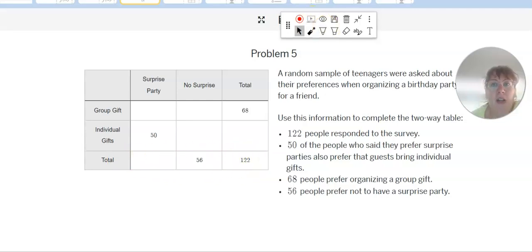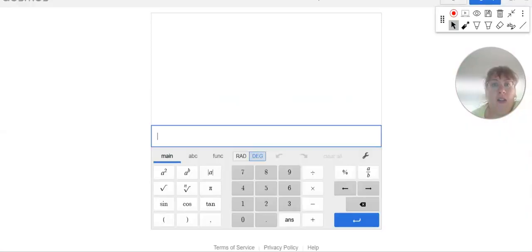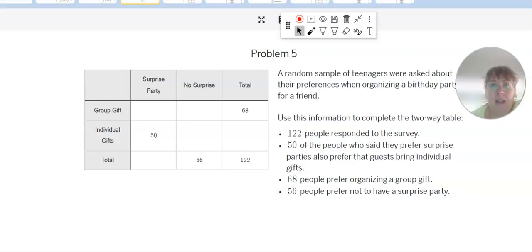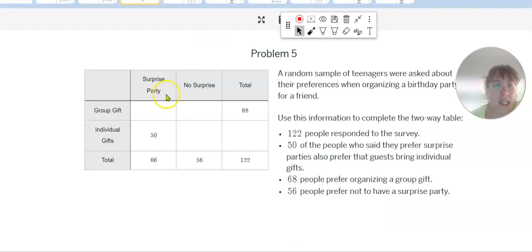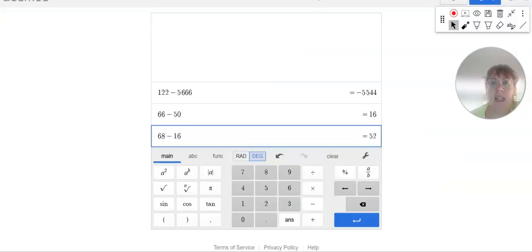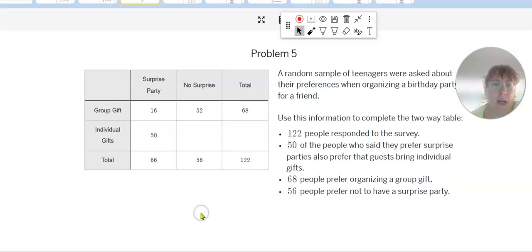First one we want to do here is 122 minus 56 to get 66 for the total who like surprise parties. And now we can find this one because 66 people like a surprise party, 50 of them want individual gifts, which means 16 want a group gift. Out of the total group gifts, we have 68. For our total who like a group gift, 16 of those like a surprise party, so we want to do 68 minus 16, and we get 52 for no surprise.